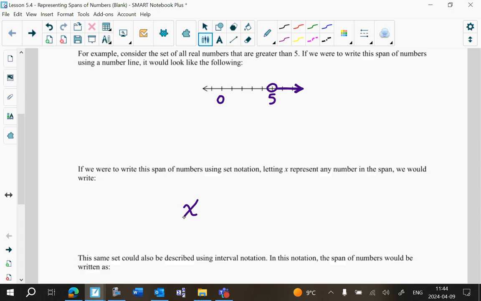How do I write greater than using set notation? Alligator to the left, alligator to the right. What's going on? Alligator to the right? Like so? Other way around? Doesn't the wide part open towards the greater? Yes. And then the narrow part opens towards the smaller. Aren't we starting at 5 and going greater? Yeah. So this is greater than.